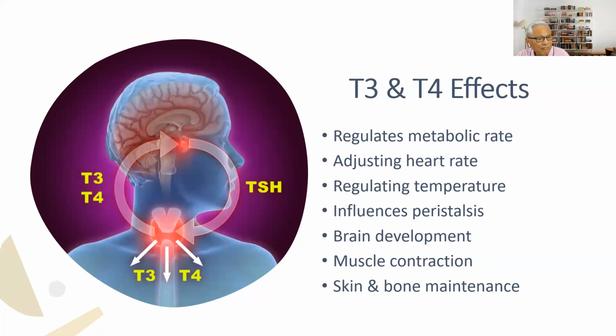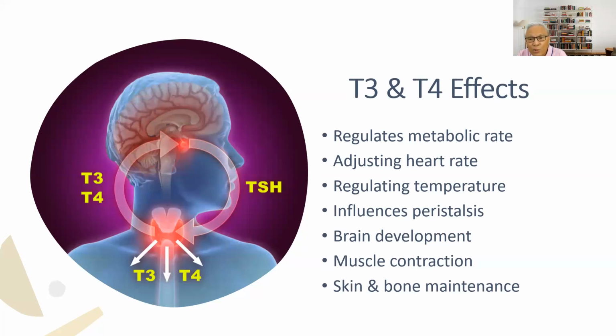Let's take a look at the effects of T3 and T4, the thyroid hormones. They essentially affect all cells in the body. But the most important things are that they regulate the rate at which our body uses calories or energy, and therefore affect our weight loss or weight gain. This is an important influence of these particular hormones. The other thing is they are responsible for slowing down or speeding up our heart rate, so they have an effect on the cardiovascular system.